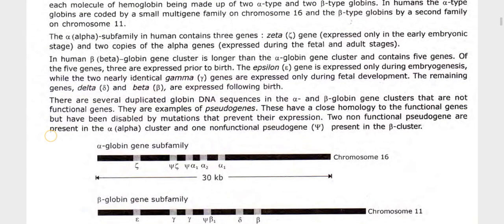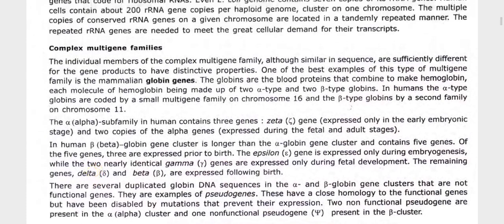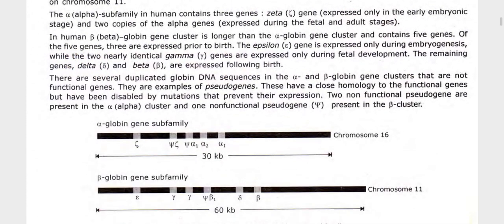The alpha subfamily in humans contains 3 genes. The zeta gene is expressed only in the early embryonic stage, and 2 copies of the alpha genes are expressed during the fetal and adult stages, not at the embryonic stage. Okay, all these 3 types code for the alpha chain. The alpha chain is coded by the genes located on chromosome 16.